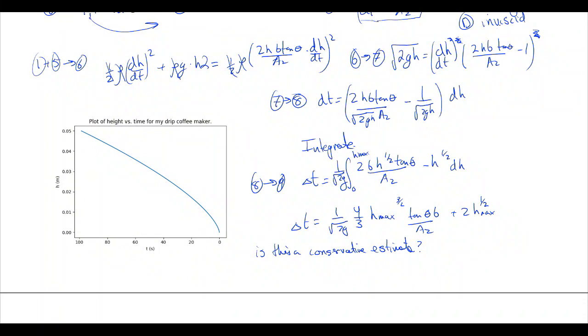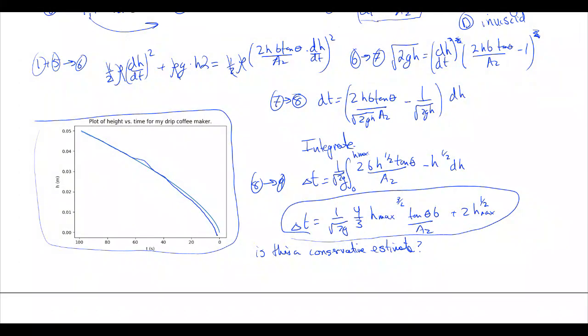I don't know why I did it this way. It's a little bit weird, but you can see that H goes down basically like this. I had it count down. It's weird, but this is the height versus time. So it goes down like that. This is predicting that after about 100 seconds, this will empty. Is that a conservative estimate or not?